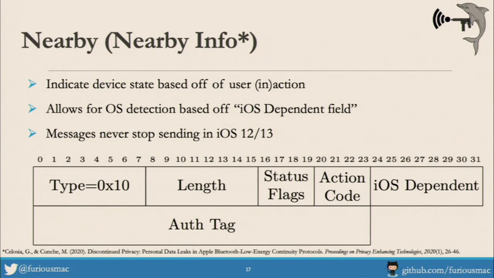The last message is the nearby message. This message is constantly being sent out by your devices. It's pretty much meant to inform other devices around your device of the current state. So we're going to break down some of the different fields.